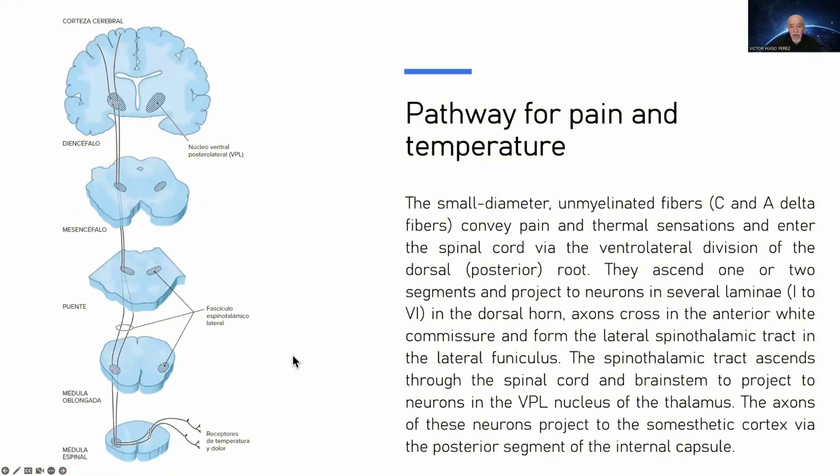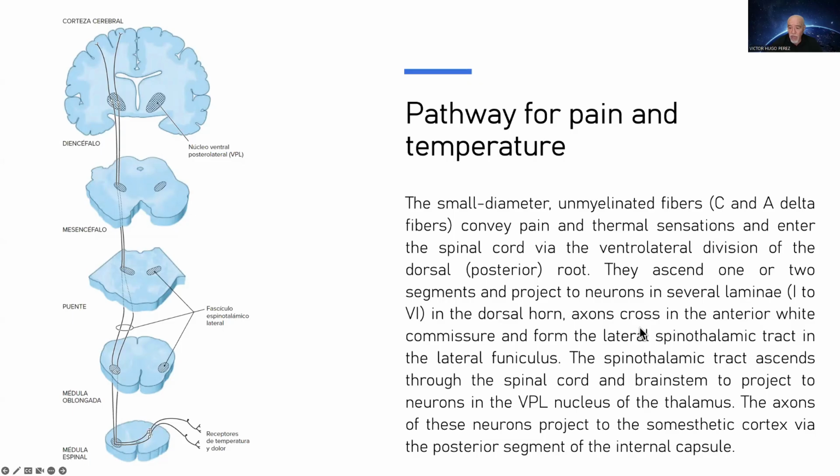The pathway for pain and temperature. The small diameter unmyelinated fibers, C and A delta fibers, convey pain and thermal sensations and enter the spinal cord via the contralateral division of the dorsal posterior root. As you can see in this scheme, we have the receptors of temperature and pain, and then they cross to the spinal cord, and they ascend in this way until the ventral posterior lateral nuclei, and then to the sensitive area of the brain.